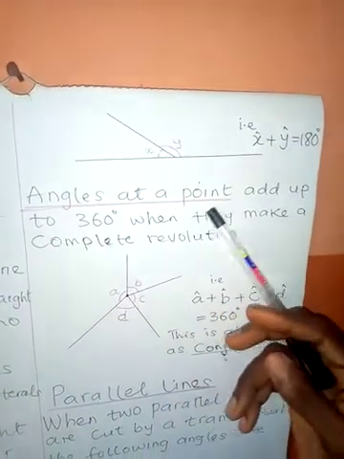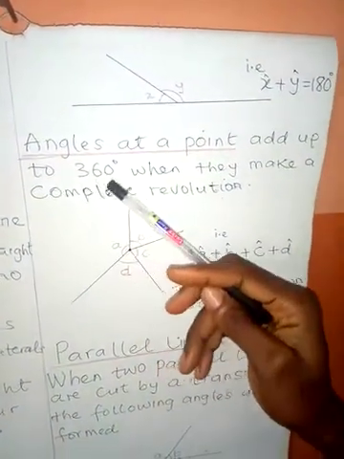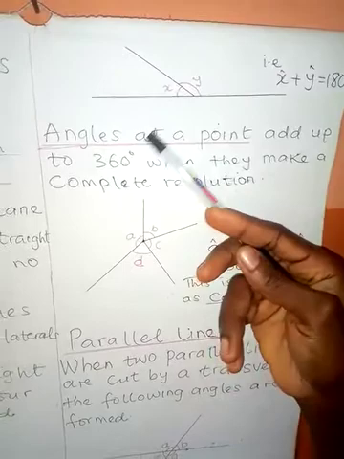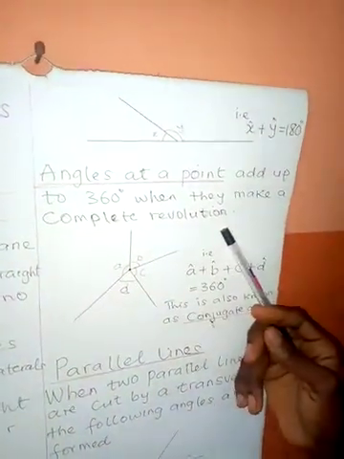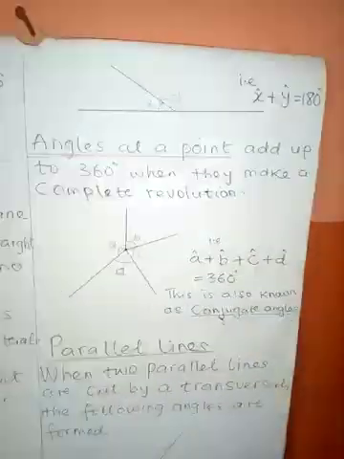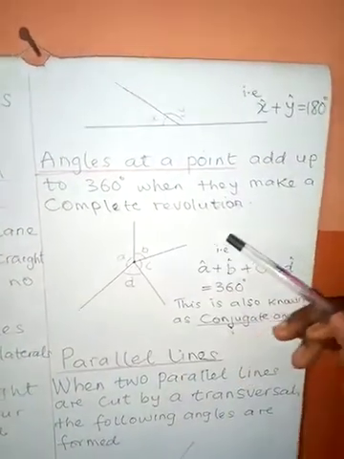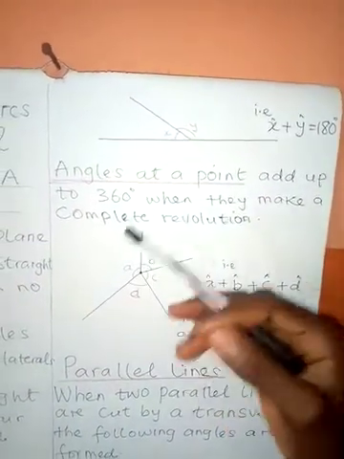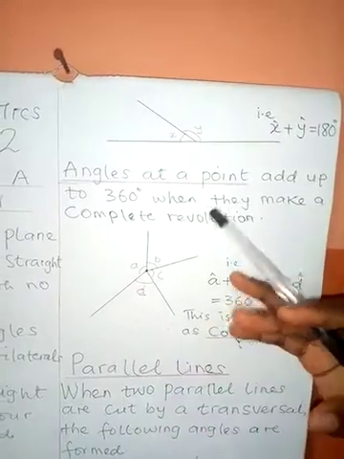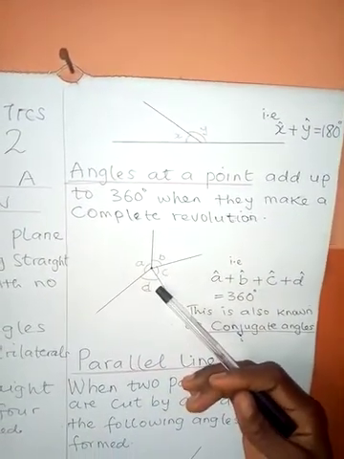Now, angles at a point. Angles at a point add up to 360 degrees when they make a complete revolution. It's just like the hand of a clock. When the hand of a clock moves from 12 and goes back to 12, that is a revolution. And the angle formed there is 360 degrees.